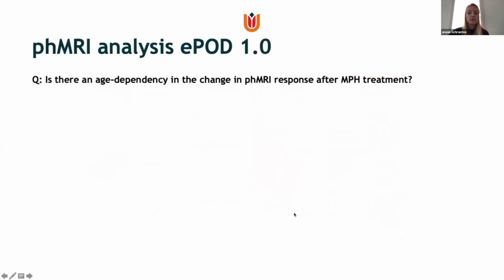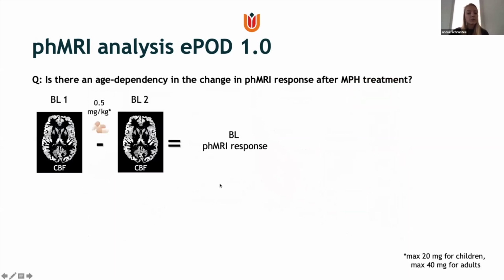So the main question was, is there an age dependency in a change in the pharmacological MRI response after methylphenidate treatment? So at our baseline MRI measurement, we use an oral methylphenidate challenge of 0.5 milligram per kilogram with a maximum dose listed here. We used an oral challenge for the pharmacological MRI response, which means that we obtain a CBF map, a cerebral blood flow map, prior to and 90 minutes after the oral methylphenidate dose, so at peak plasma levels.